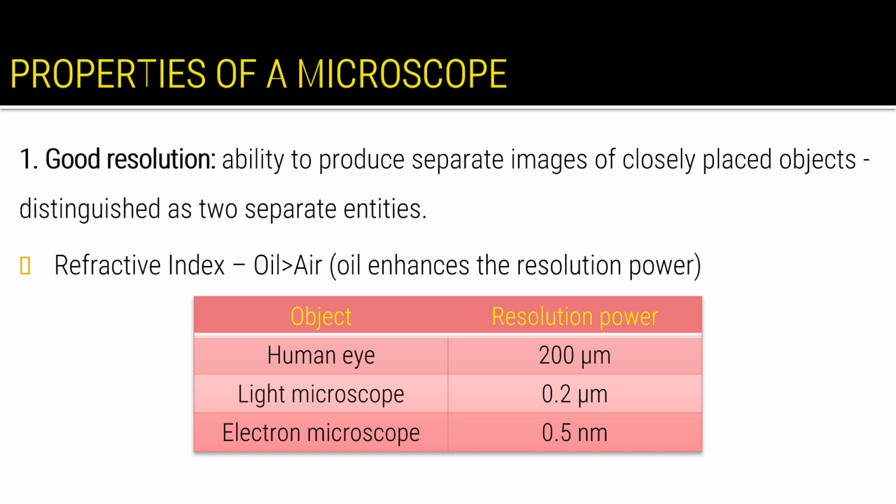We will discuss the properties of the microscope. The first property is resolution. Resolution may be defined as the ability of the microscope to produce two different images of closely placed objects which can be distinguished as two separate entities. Next is refractive index. You all know that oil has greater refractive index than air, hence we use oil to enhance the resolution power. Here you can see that cedarwood oil or even liquid paraffin can also be used to increase the refractive index.